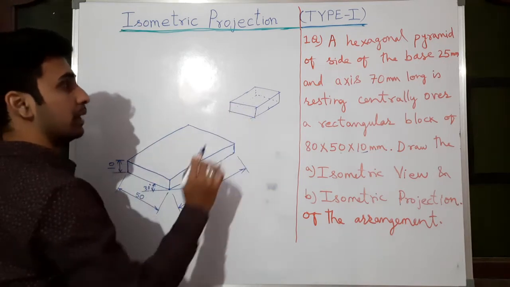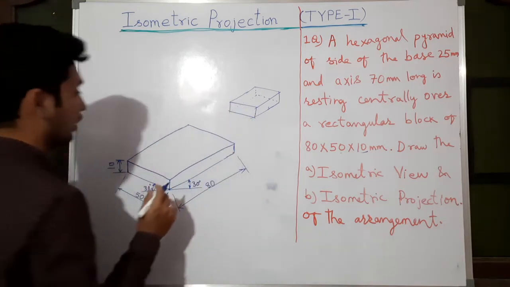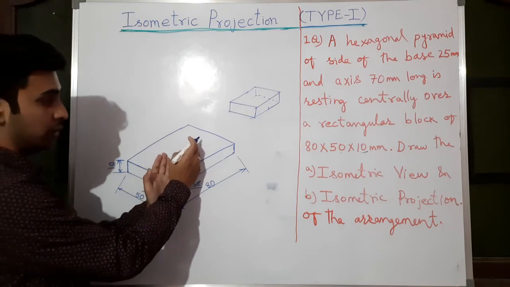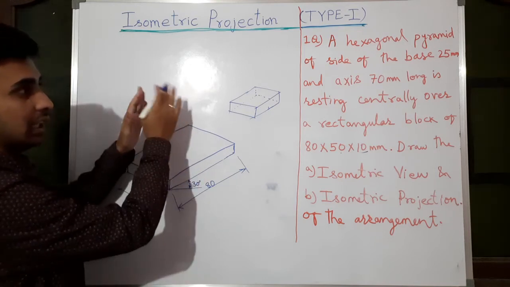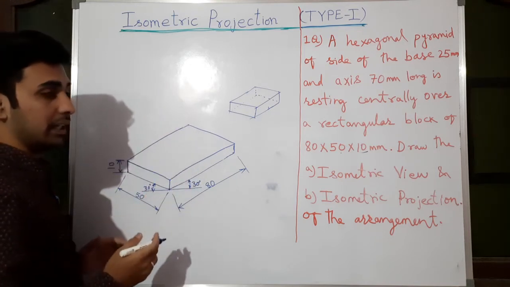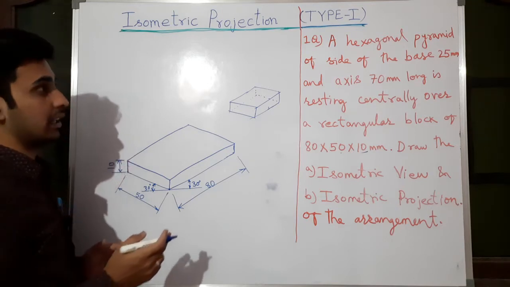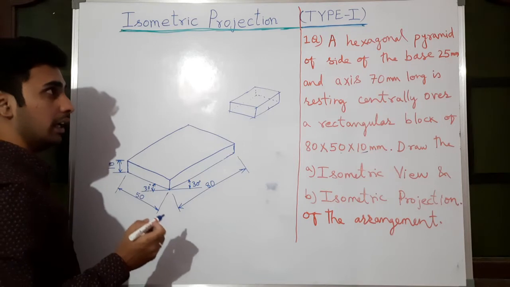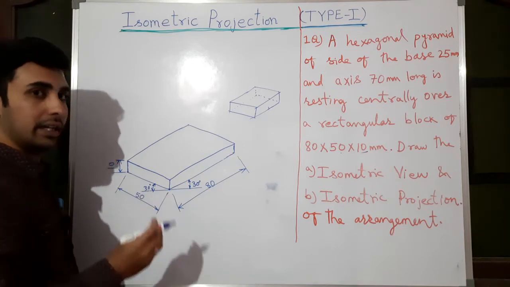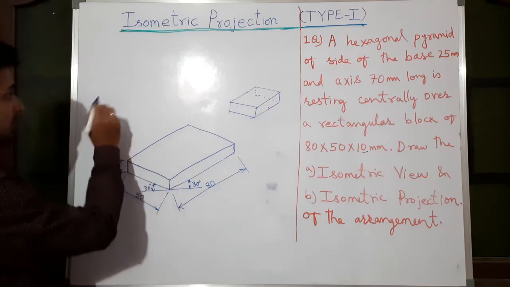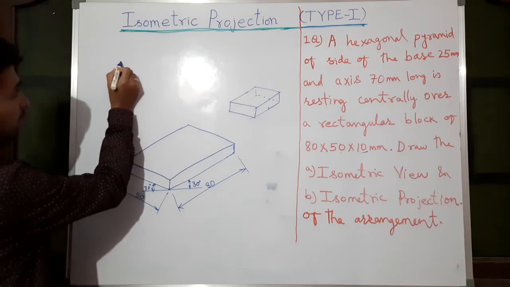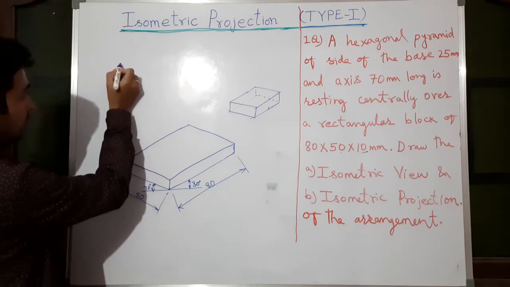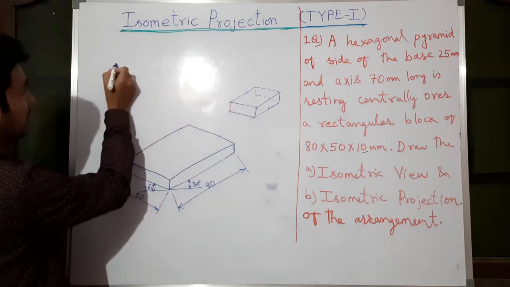Now hexagon pyramid is of side how much? 25. So first the hexagon base we need to draw, then the axis height we will give vertically upward. To draw any polygon such as pentagon, hexagon or anything, first we need to enclose it in a box. So first draw the hexagon of required size, which is 25 mm.